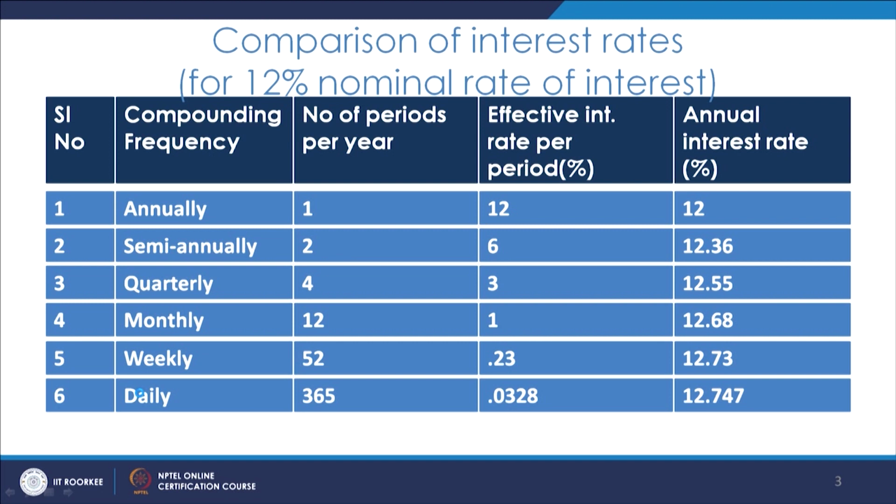Now, if you do the daily basis, the same thing comes out. So, you are doing 365 times, and your effective interest rate every day will be 0.0328%, and your annual interest rate computed will be 12.747% or so. So, that is how you see that your annual interest rates will be varying.